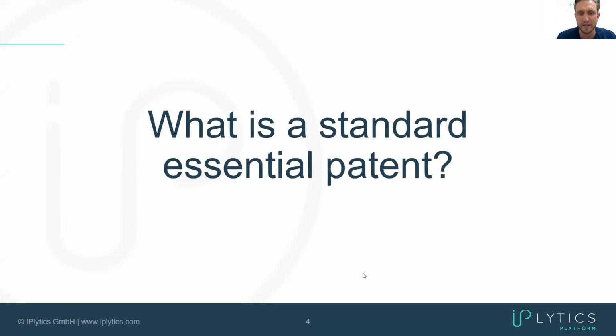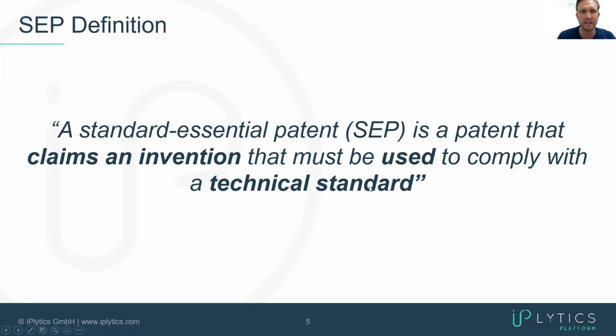Well, let's get started and see, what is a standard essential patent? And I really start with the basics here because it's interesting to look really at the definition. So if you wonder what a standard essential patent is, the definition you would typically find is a standard essential patent is a patent that claims an invention that must be used to comply with a technical standard, right? So that is the general definition. So a normal patent that you file with any office where that particular claim is used when implementing a standard, right? To make it clear what it means.